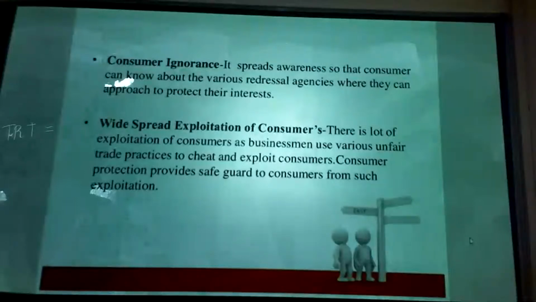The next one is the widespread exploitation of the consumer. There is a lot of exploitation of consumers in business, with various unfair trade practices, and those unfair trade practices should also be avoided.